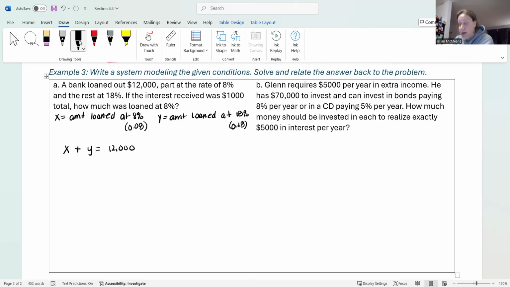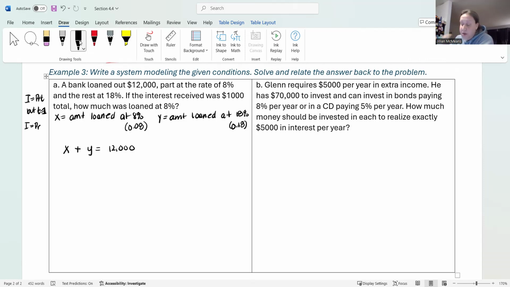R being the interest rates, 0.08 and 0.18. And even though this question doesn't specifically say it, we're looking at interest that's going to be received in the course of just 1 year. So we're going to let T equal 1. So what we really have is I equals PRT, but T equals 1. So I equals just PR times 1, which is just PR.